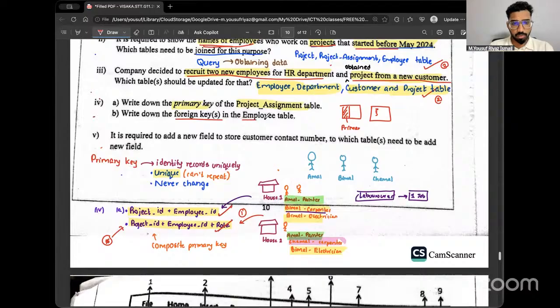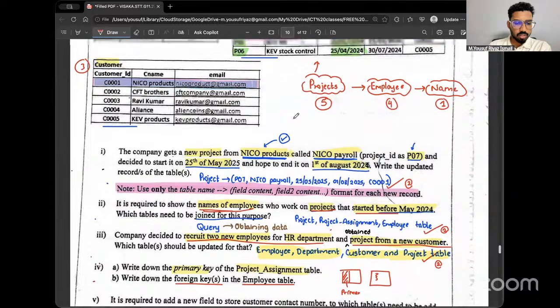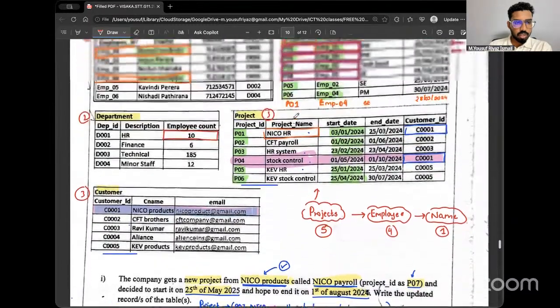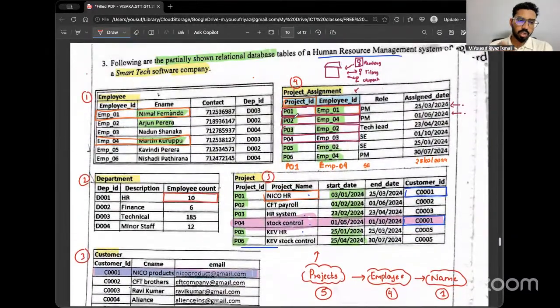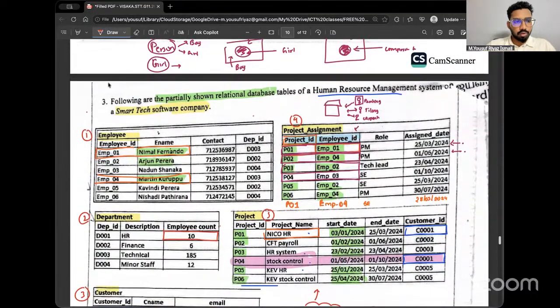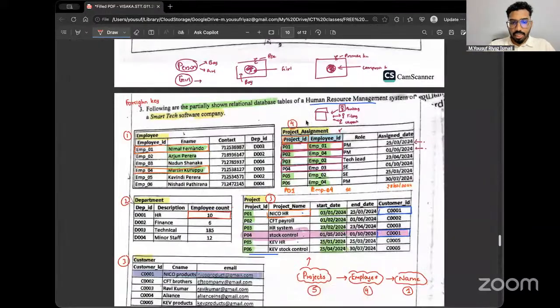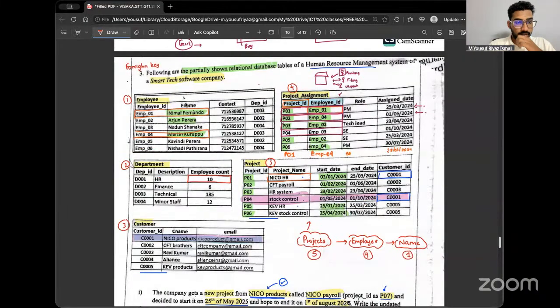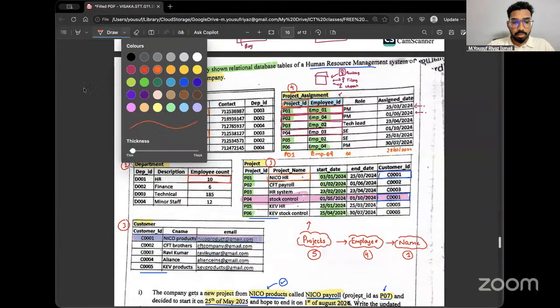So they're asking for the foreign key for the employee table. Okay, they want the foreign key in the employee table. Now, before you find the foreign key, there's one thing you have to find first: what are the primary keys of all the tables. For the project assignment table, we found the primary key already. First of all, let's find the primary keys of the remaining tables.